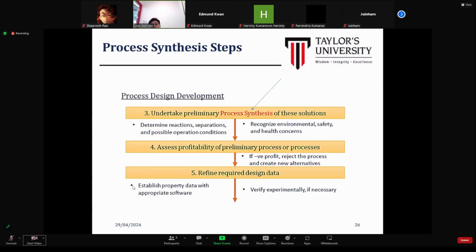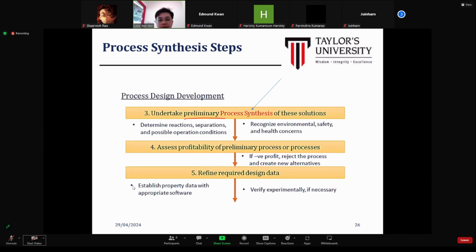Now we want to proceed to the third stage of our framework introduced by Mr. Peter. Just now we already identified all the possible reactions or pathways to produce our product, and also the references and platforms that we can refer to for collecting data, and also the selection of the operation mode. So now we will proceed to the third stage here.